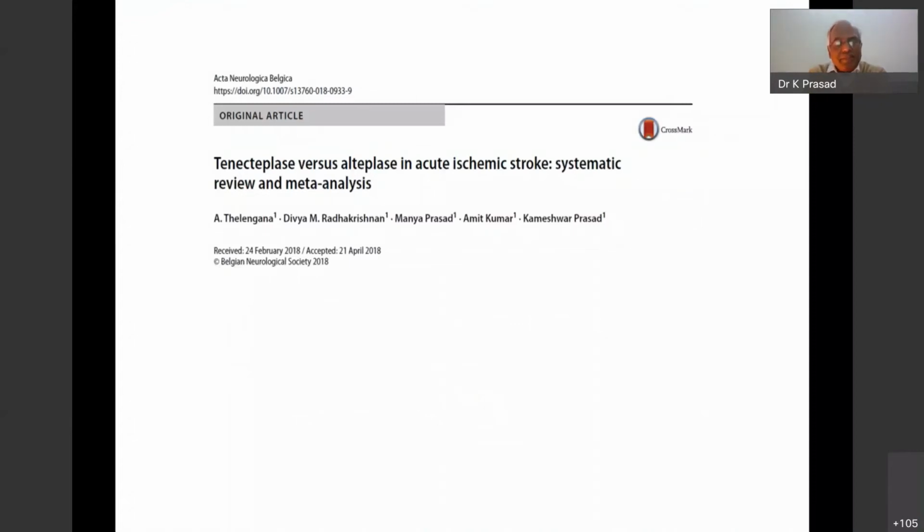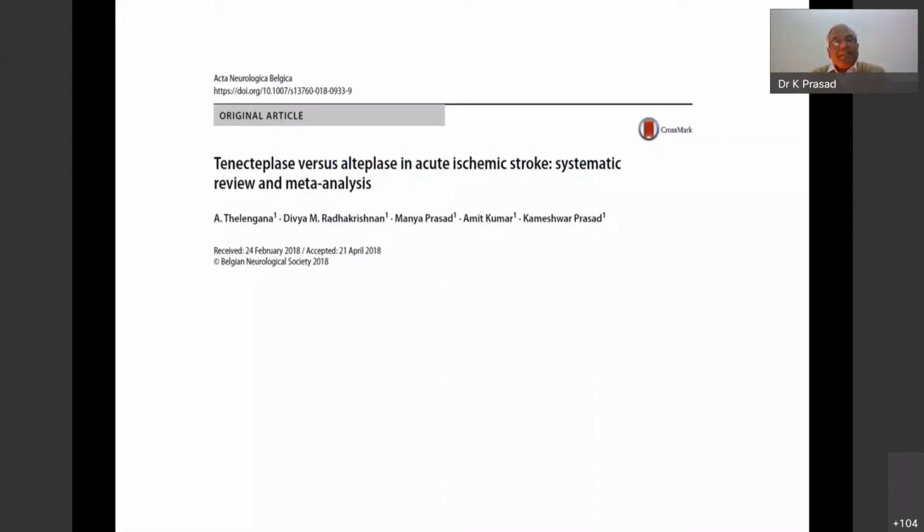My resident in neurology in AIIMS, Dr. Telangana, presented a seminar. And I told her, look here, you have collected all the data which is there. If you are interested, it can be converted into a meta-analysis. You have already done a systematic review practically. She said, yes, I will work on it if you help.